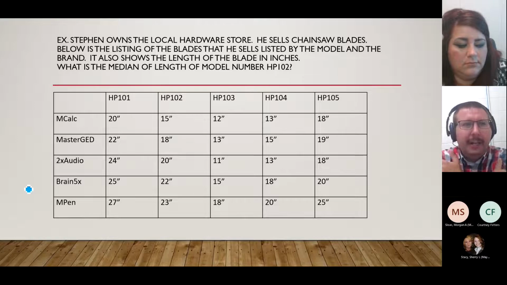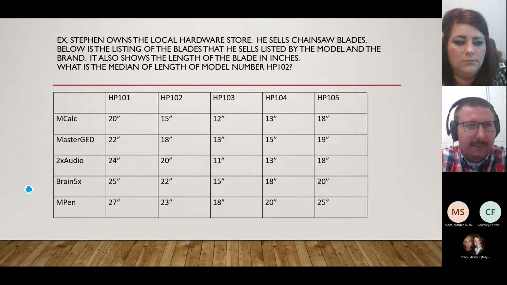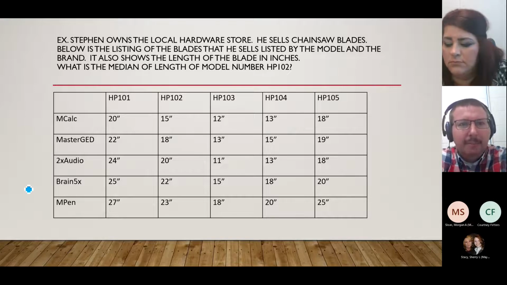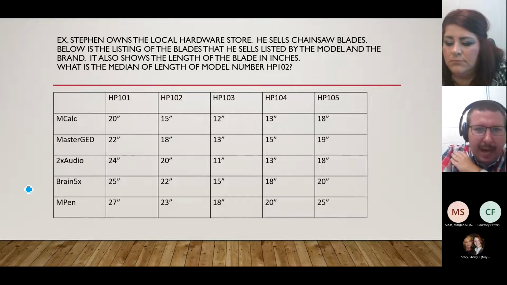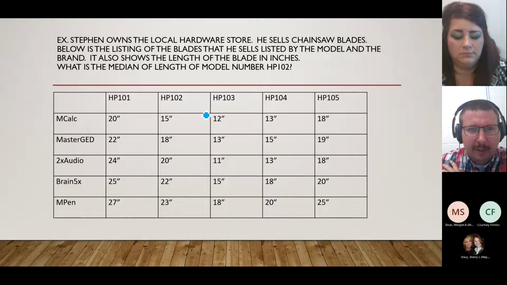So let's go and read the question again. Stephen owns the local hardware store. He sells chainsaw blades. Below is the listing of the blades that he sells, listed by the model and the brand. It also shows the length of the blade in inches. Okay, what's the question? What is the median of the length of model number HP102? So I only need to look at HP102. Don't need to look at all the rest of them.